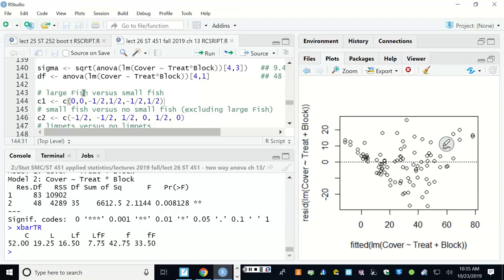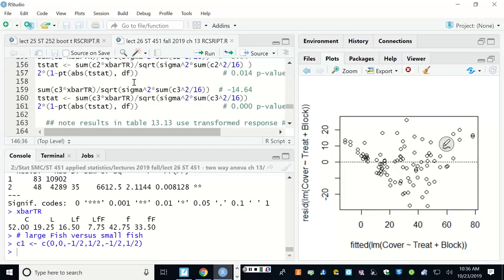If we want to do large fish versus small fish, well, there's no fish in here allowed in. So I'm going to put a -1/2. There's 2 treatments that have small fish only, and 2 treatments that have big fish. I'm going to put a -1/2 when small fish are allowed, and then +1/2 when it's the big fish. These correspond to the particular order of the means. I just call that C1 for contrast.